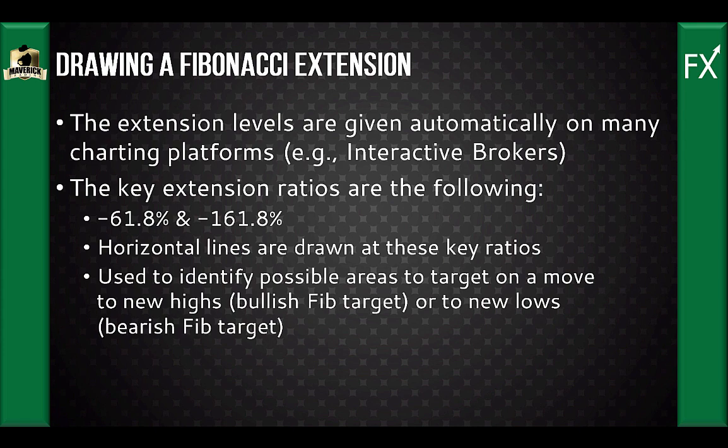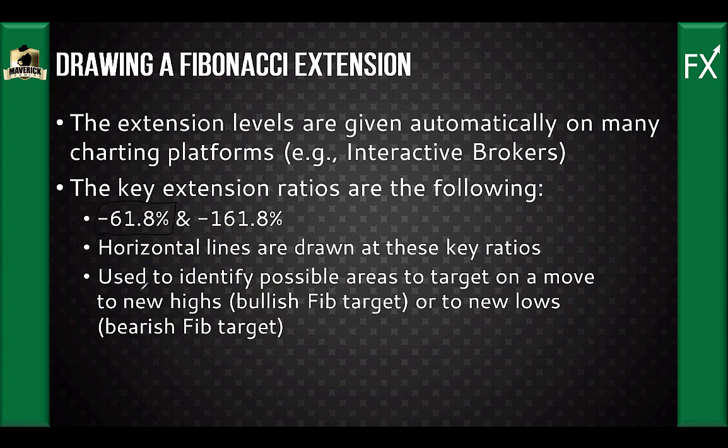Extension levels are given automatically on many of the charting platforms that you'll look at, for example, on Interactive Brokers. The key ratios, depending on how you draw them, these two numbers are exact opposites essentially. So you'll either have a negative 61.8, or I think that actually should be a positive 161.8. Meaning I always draw the Fibonacci lines so that mine show up as a negative 61.8% target. And that'll make sense in a minute.